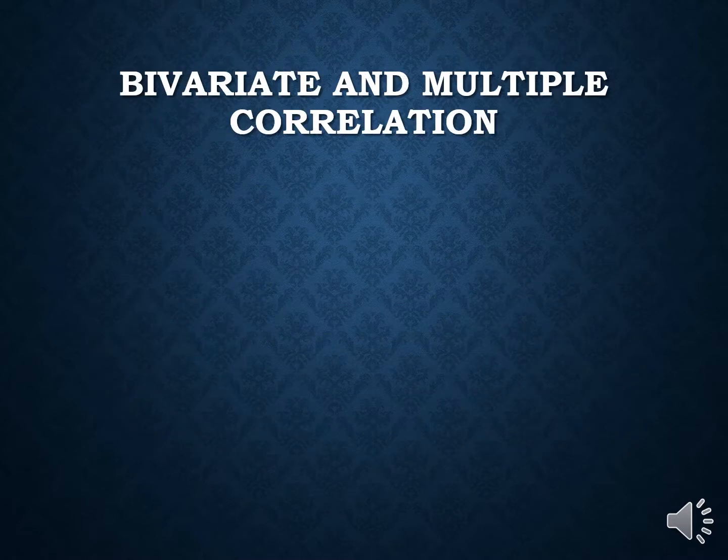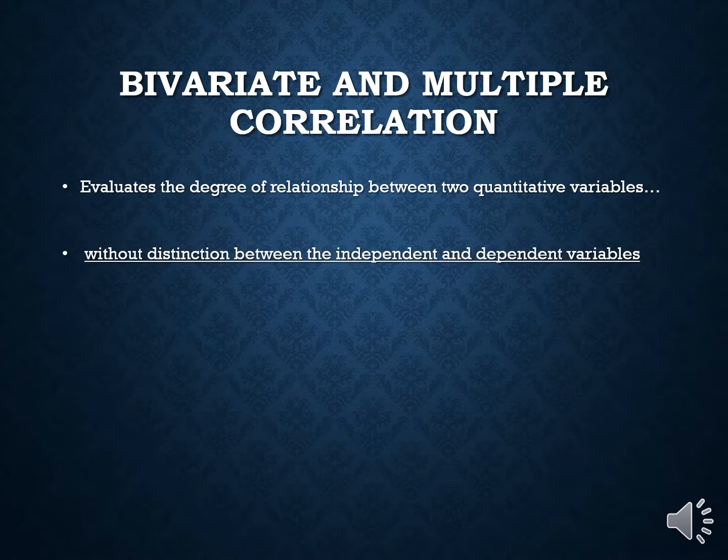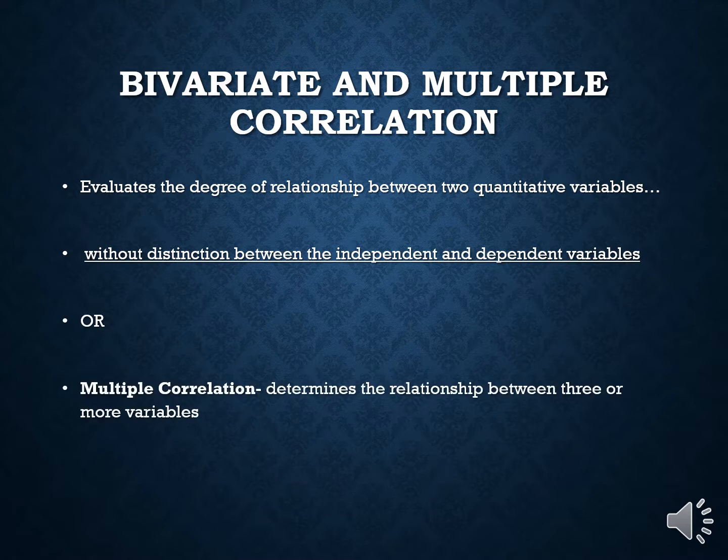First, we look at bivariate and multiple correlation. It evaluates the degree of relationship between quantitative variables, and that's between two quantitative variables, without distinction between the independent and dependent variables. Or, on the other hand, multiple correlation, which determines the relationship between three or more variables.